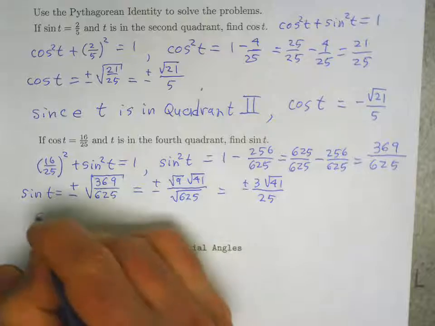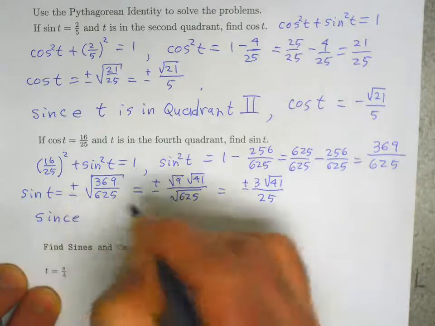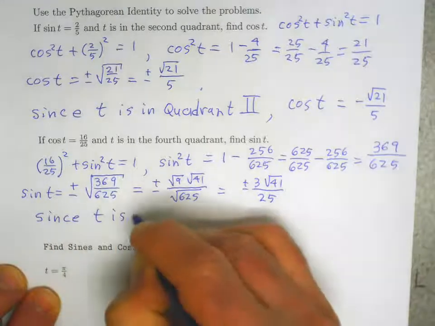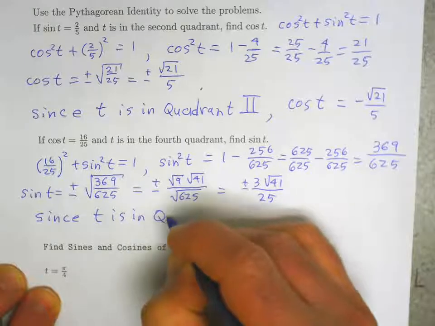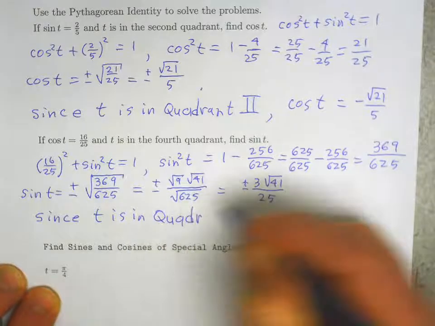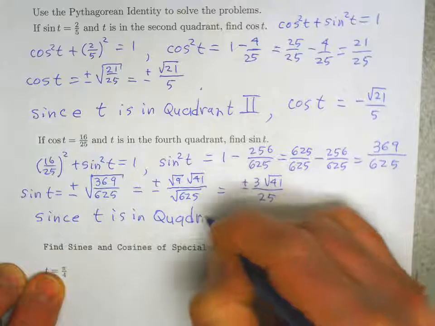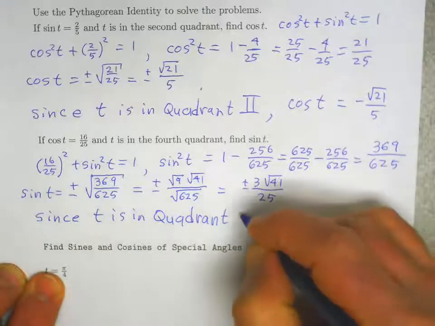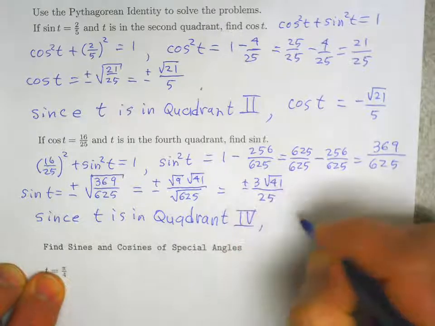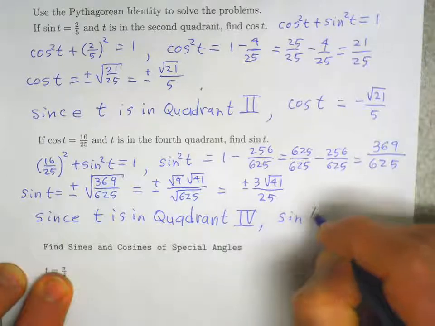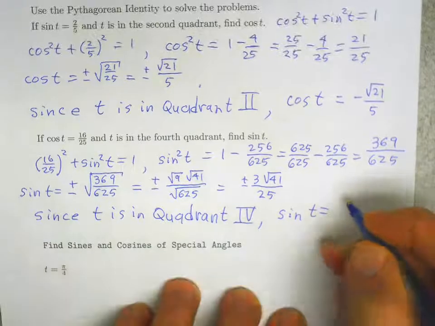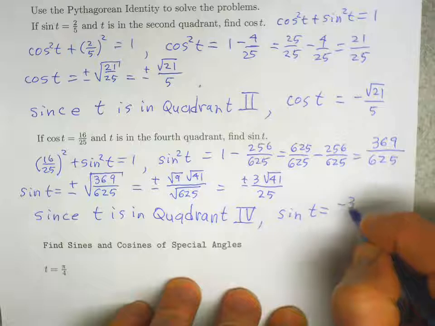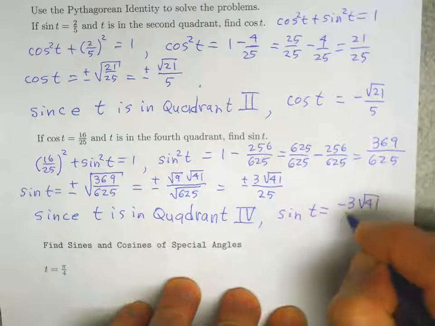But since t is in quadrant 4, sine of t is negative there. So our solution, sine of t, is equal to the negative of 3 times the square root of 41 over 25.